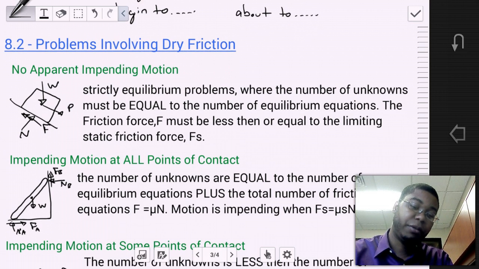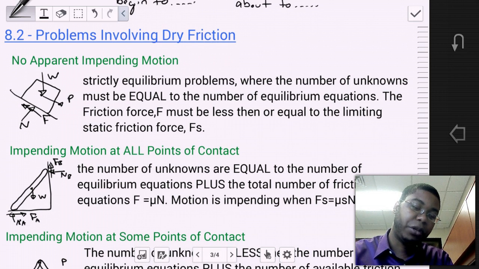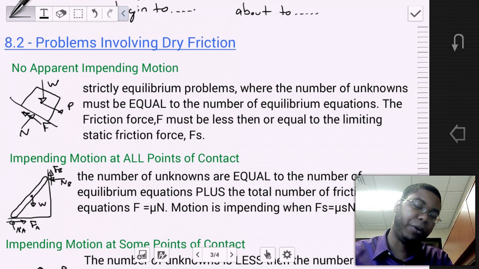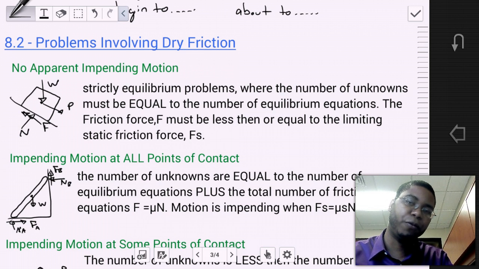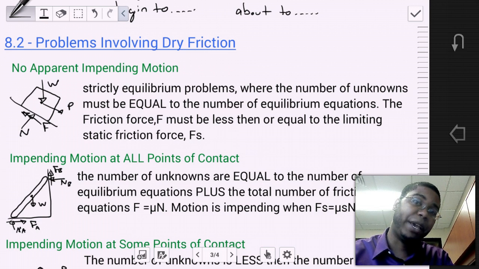Now another case is the case where we have impending motion. In particular, well, let's continue with the current case that we're dealing with. So in the case of no apparent impending motion, first we have to identify if there is going to be impending motion or not, right? So first we need to draw our free body diagram, we need to craft our equations of equilibrium, and then we need to determine what the value of the force F is. And we need to determine if force F is less than or equal to the limiting static frictional force. If it's less than, then that's great. If it's equal to the limiting force, then that's fine.